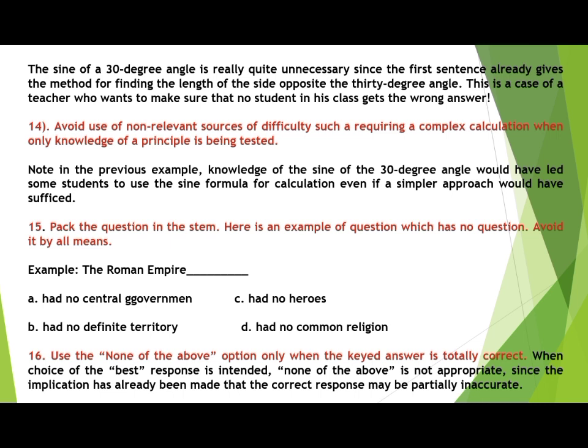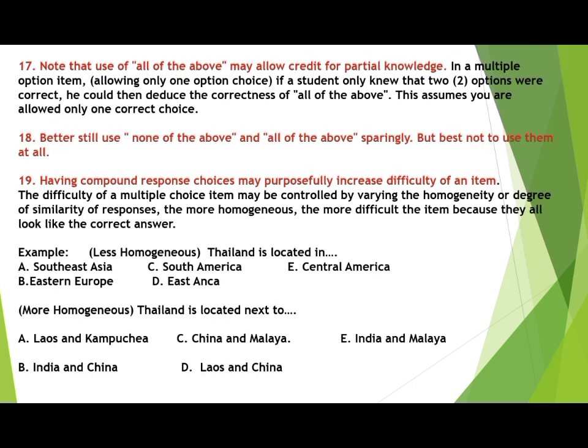So, guidelines number 16. Use the none of the above option only when the answer is totally correct. When choice of the best response is intended, none of the above is not appropriate since the implication has already been made that the correct response may be partially inaccurate. So, dapat ang none of the above is i-avoid man na siya.